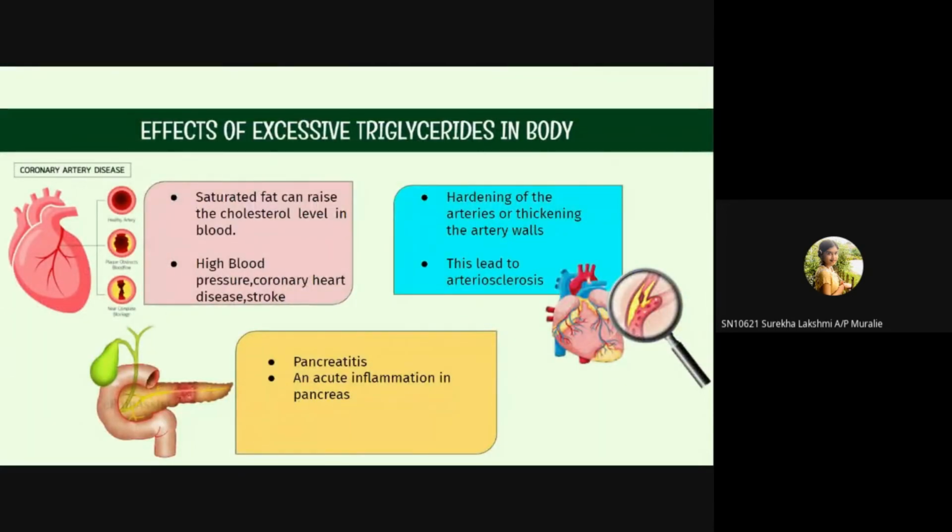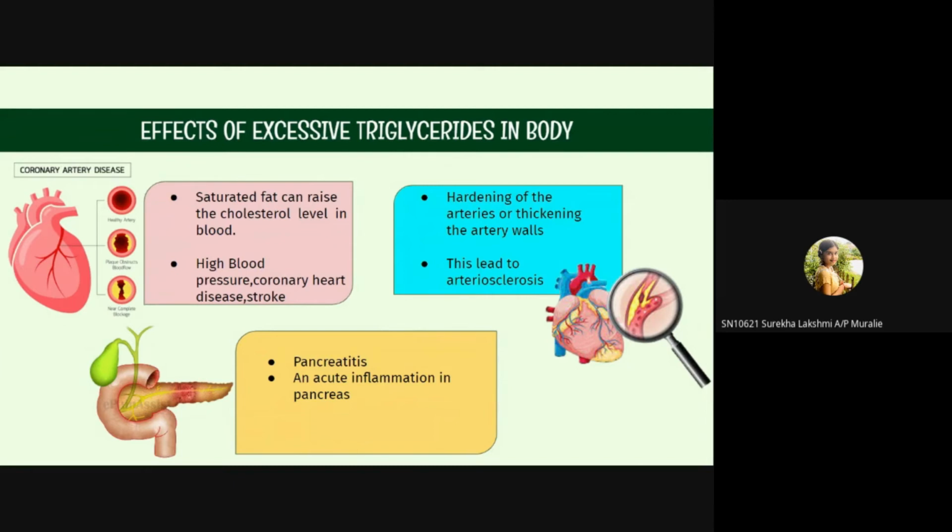Lastly, let's have a look at the effects of excessive triglycerides in the body. First, saturated fat as animal fat can raise the cholesterol level in the blood. High animal fat can lead to circulatory disorders such as high blood pressure, coronary heart disease, and stroke. Hence, we have to replace the intake of animal fat with oils such as peanut oil and sunflower oil.